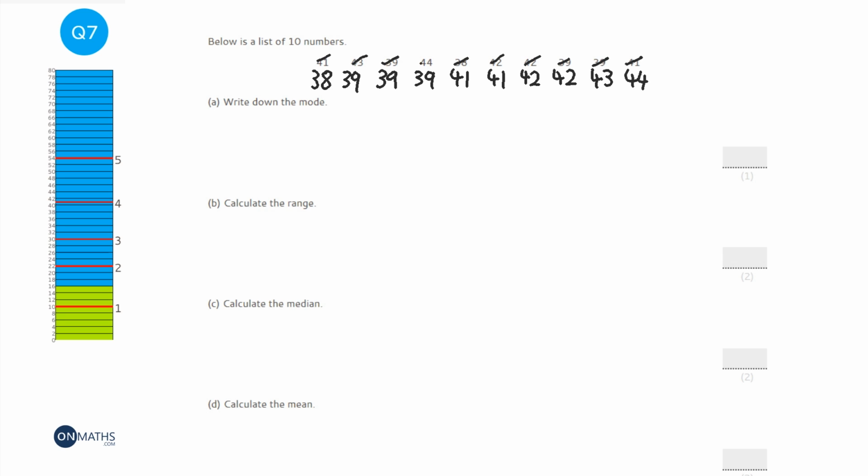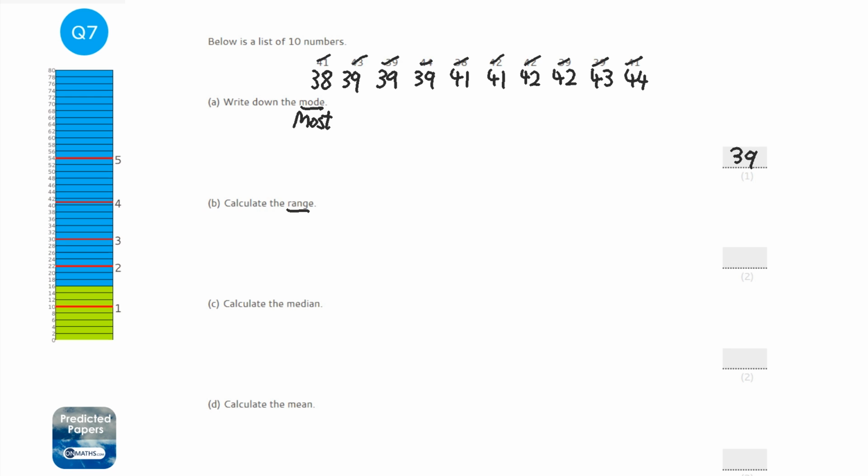44. Now the mode means most. If you just remember that, mode, most, is pretty much the same word. So what came up the most? Well, if you have a look, there are 3 39s there, and there's 2 42s, 2 41s. So 39 came up the most. And it's much easier to spot when they're all lined up.